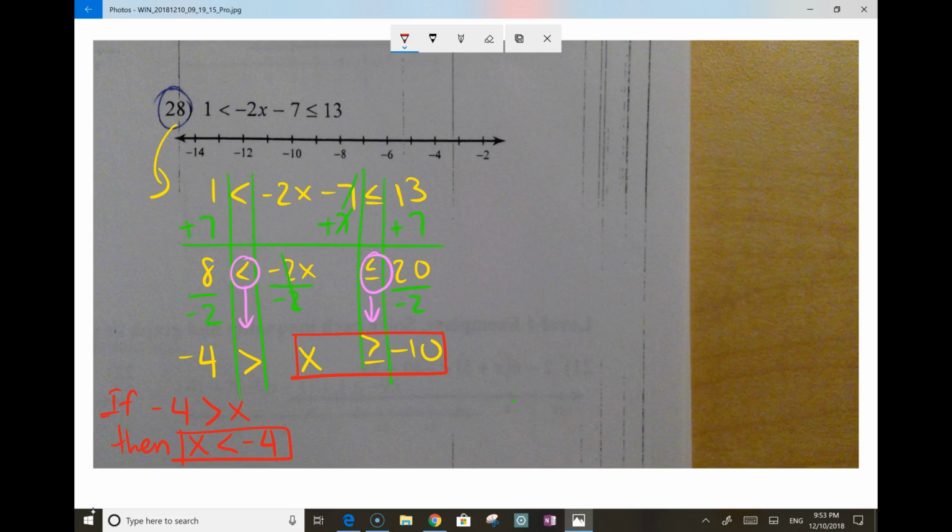So I'm going to go to negative 4 and then negative 10. So at negative 4, I have an open dot, and at negative 10, I have a closed dot. So when you're at negative 10, you want values of x that are either negative 10 or bigger. So that means that you need to go to the right. When you're at negative 4, you want values of x that are only smaller than negative 4. Not negative 4 itself, just smaller. So that means you need to go left.